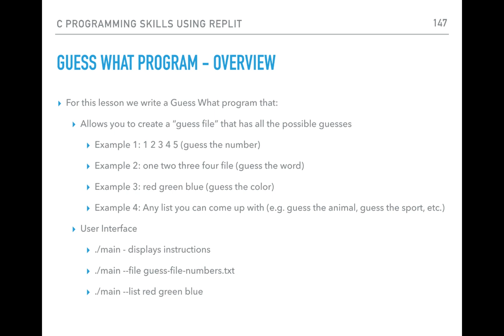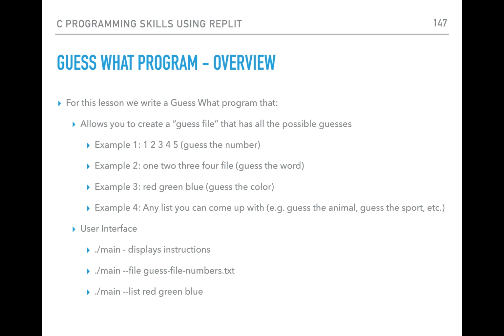You might have 1, 2, 3, 4, 5, for example, in the file, and so you'd ask the user to guess a number. Example 2, you have the actual words, so you may ask the user to guess which word the program has selected. Or example 3, maybe you have colors, red, green, blue, and you ask the user to guess a color. And in fact, for example 4, any list you can come up with, right? You may have a list of animals, a list of sports, a list of cars, you name it. And that's why we're putting it in a file, so you can have different versions based on your interest.